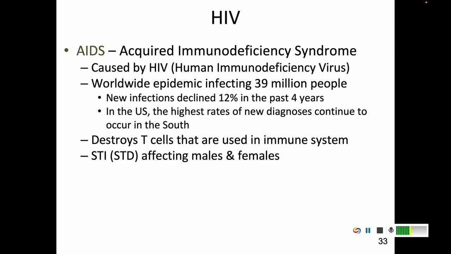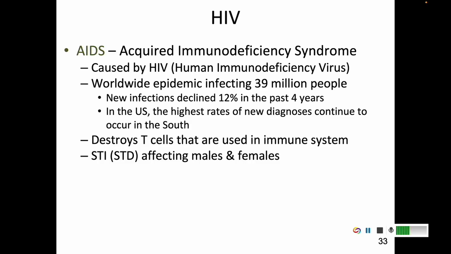So HIV, AIDS, this is a worldwide epidemic. The numbers are probably higher by the time you're watching this. Over 39 million people have been infected with this. Although in recent years new infections have been declining, in the United States we still continue to see pretty high levels in the South.